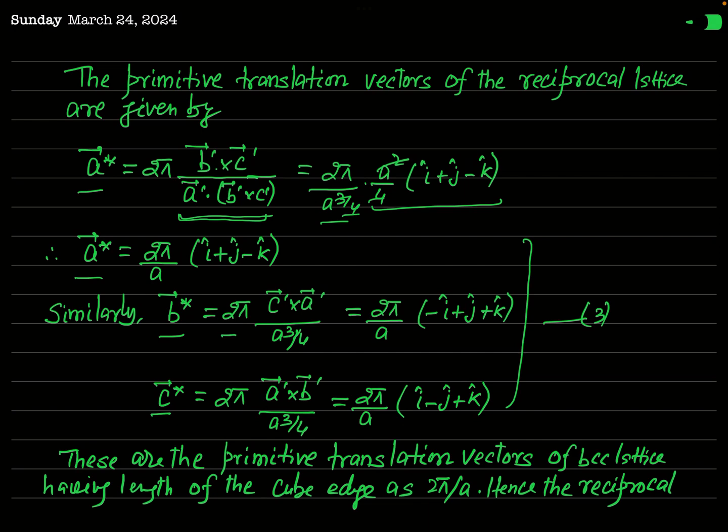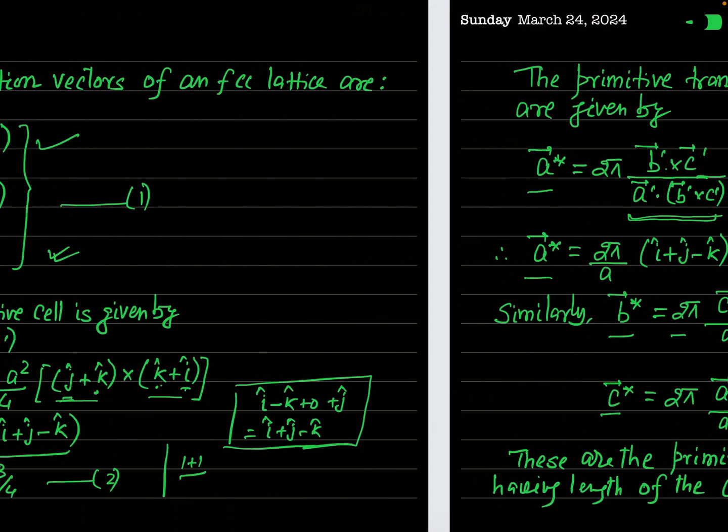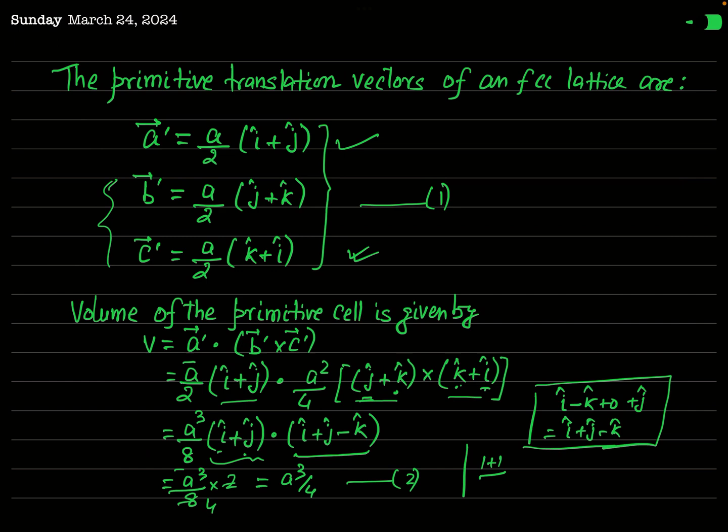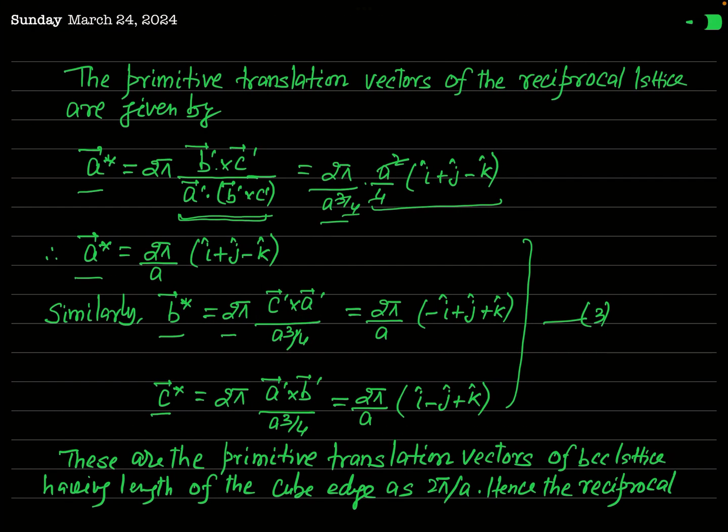B star is equal to what? This is 2 pi times C prime cross A prime over the volume, and that volume is A cube by 4. I have written it directly here. Now you can see this is your C prime, this is your A prime. You can easily find the cross product. This is just, again, I am telling you, a homework for you. You can do it, and after doing this, you will get that B star is equal to 2 pi over A times minus I plus J plus K.